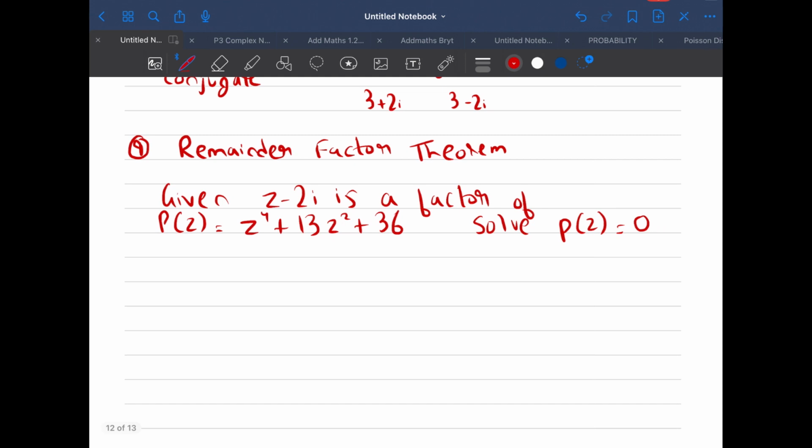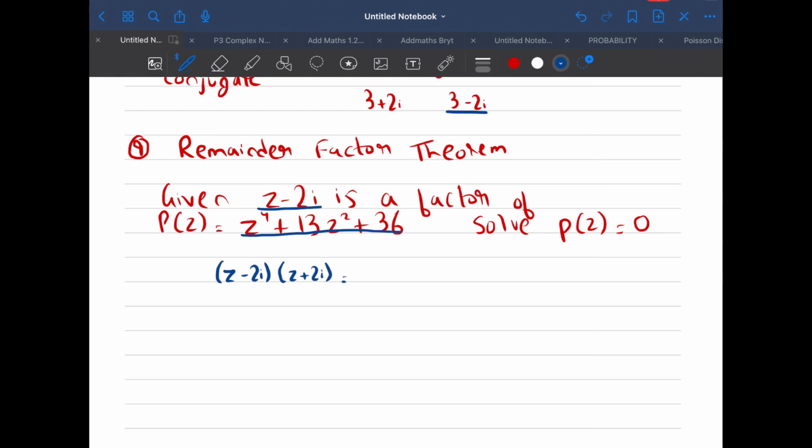So guys, you are told that z minus 2 iota is a factor of this equation. Okay, you need to solve pz equal to 0. So you know one factor is what? Z minus 2 iota. So guys, what will be my other factor? The other factor of an equation is always, what did I tell you guys? Its conjugate. So now let's multiply this.